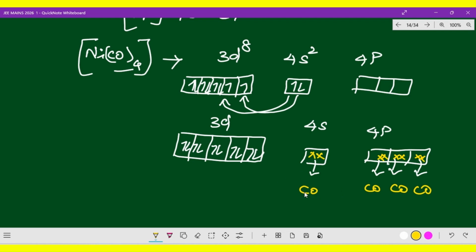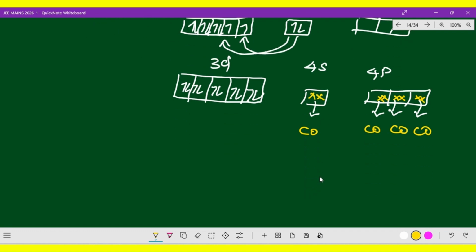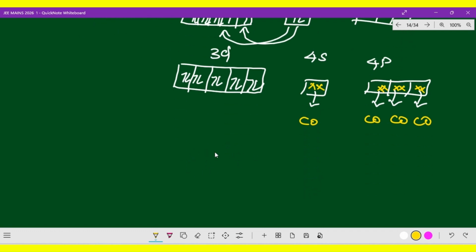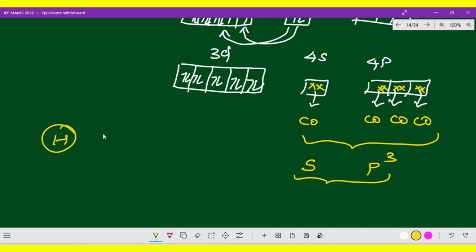Both are capital letters only, because carbonyl is CO. If you write it as small co, it means cobalt. This is a small thing to identify. Now from here we can identify this is s and this is p3, so sp3 hybridization. sp3 means it is tetrahedral.